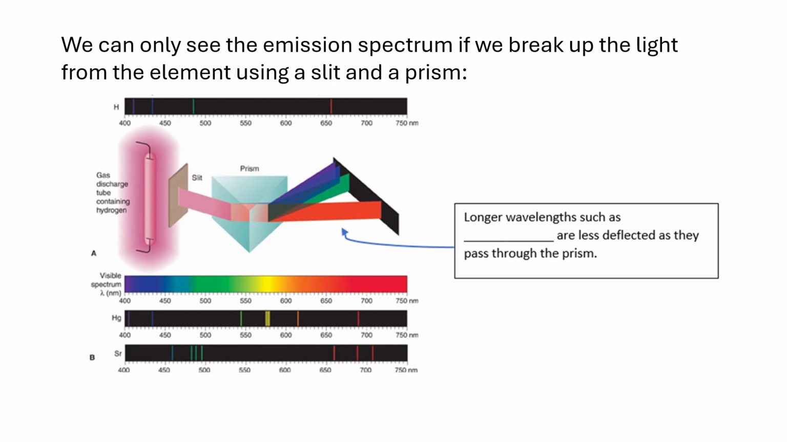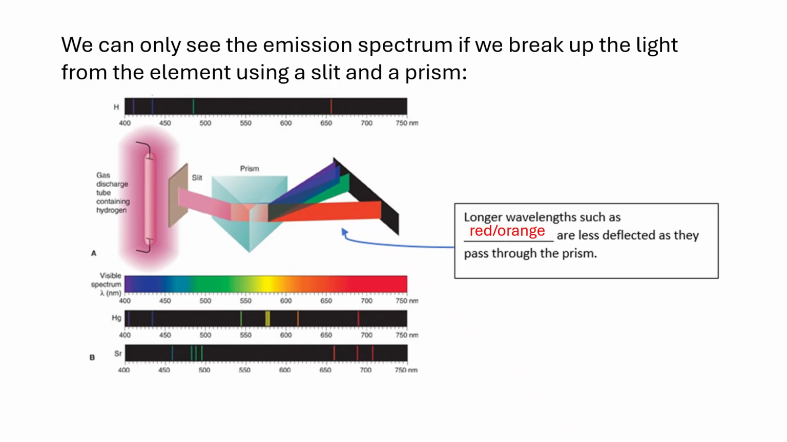And then the purple and the blue get deflected more. You can see the angle that they're getting deflected at there. So they're going to wind up way down here at these shorter wavelengths. And we'll talk about what wavelength means shortly. But longer wavelengths, like red or orange light, are less deflected as they pass through the spectrum. That's how a rainbow is created, for example.